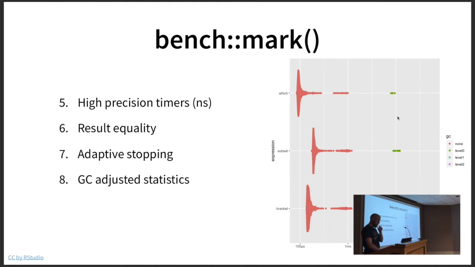And the plot over here is showing that the red points are all the runs that had no garbage collection in them. The green points are the runs that had a level 0 garbage collection, and this little purple point is a level 2 garbage collection. So you can see, at least in this example, garbage collections are very costly operations. So being able to tease apart the effects of when something is slow because it had a garbage collection in it, or if it's just slow because of the actual expressions that are being run.